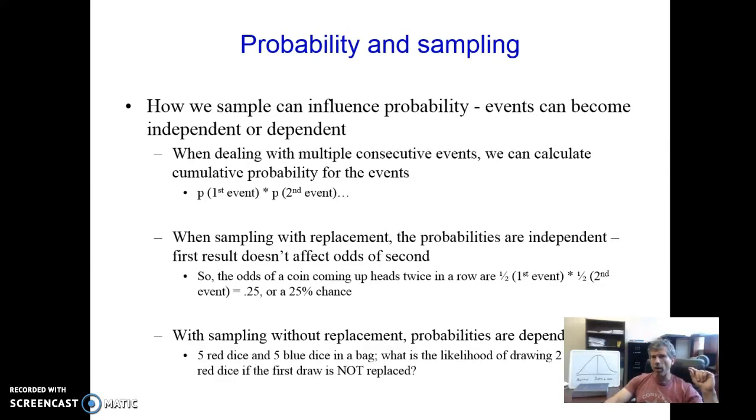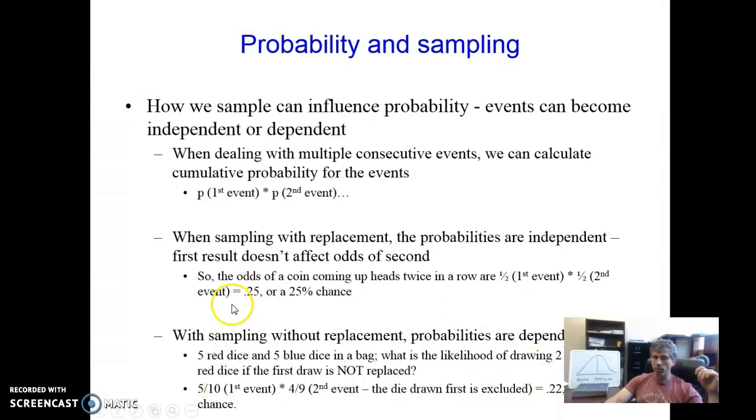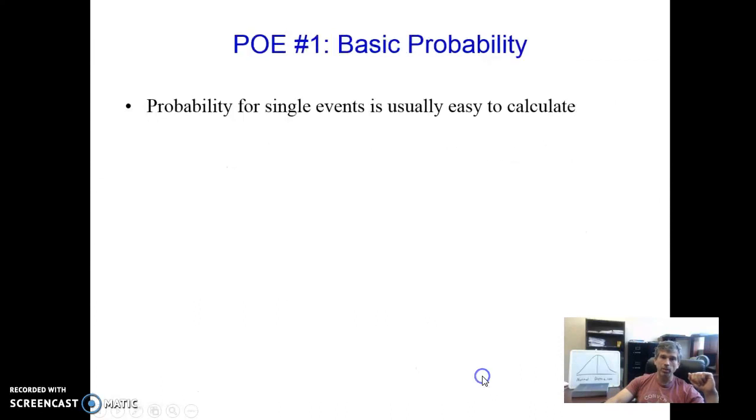The second time, however, we've now excluded that first successful draw. Now there are only 9 total dice in the bag, and only 4 of them are red. So the probability of that would be 4 over 9, or 0.44. When we multiply them, our cumulative probability is now 0.22, or 22%. Notice how we started off with the same probability, but sampling without replacement lowered the odds a little bit, from a 25% chance to a 22% chance, even though we started with exactly the same likelihood.